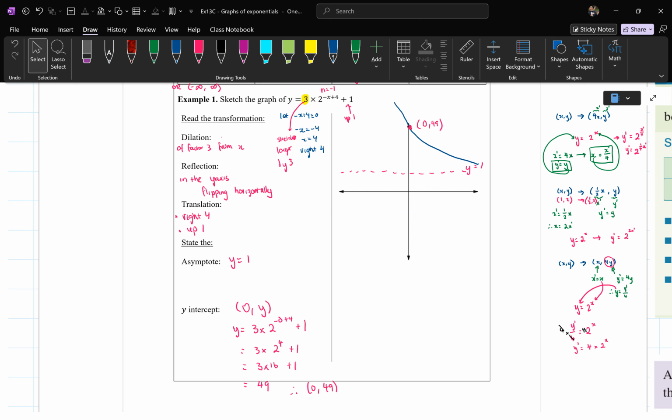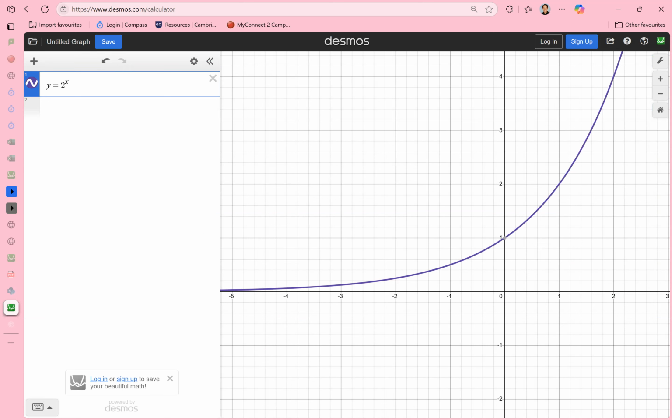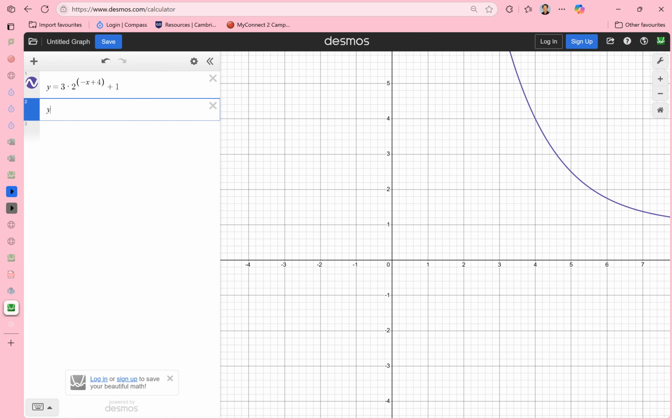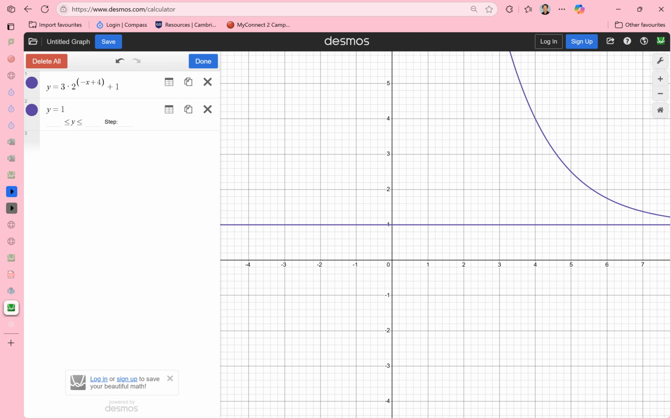So let's have a look if the answer is correct. So we expected a y-intercept at (0, 49). It should look the other direction, so a horizontal flip, and it should have an asymptote at y = 1. Let's see. So we type in the equation. We've got 3 times, what was it again? 2 to the power of negative (x + 4), plus 1. And let's see. The asymptote should be at y = 1. Let's change that to a red dotted line.